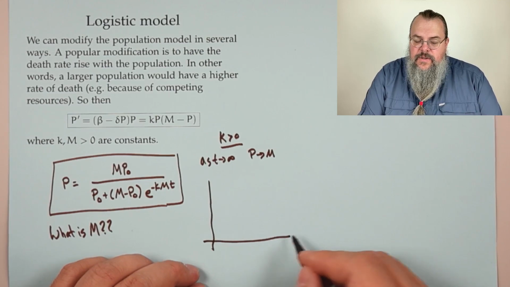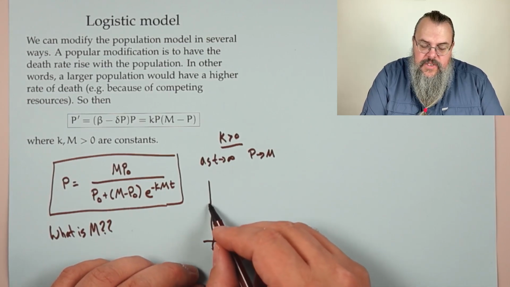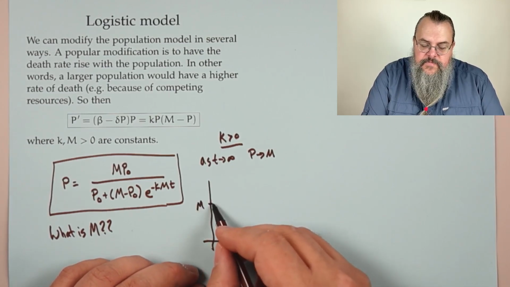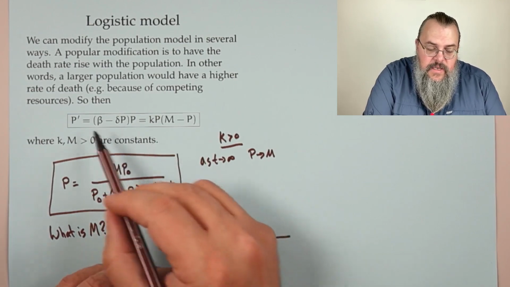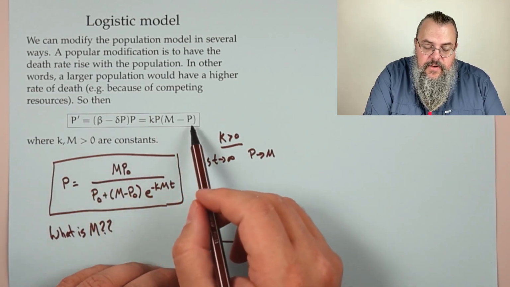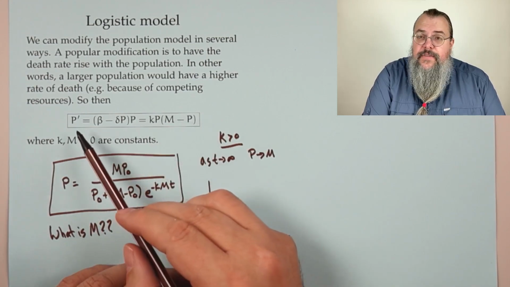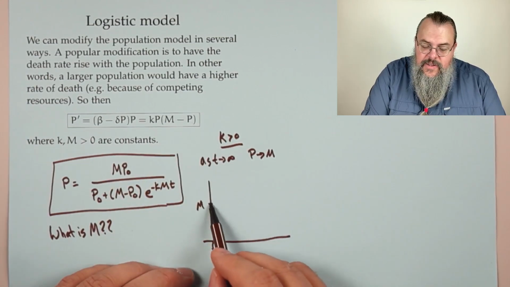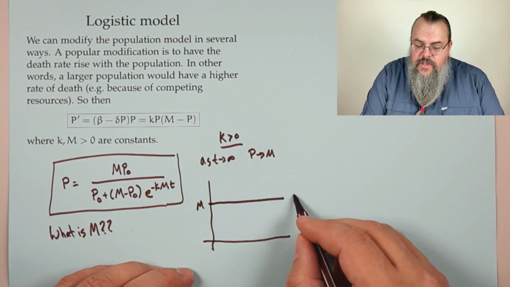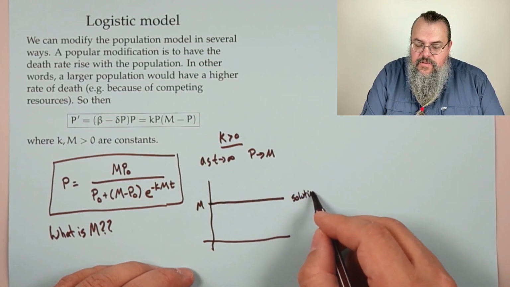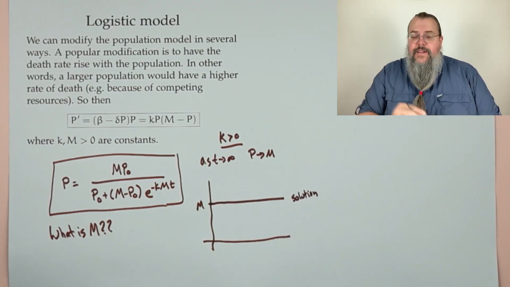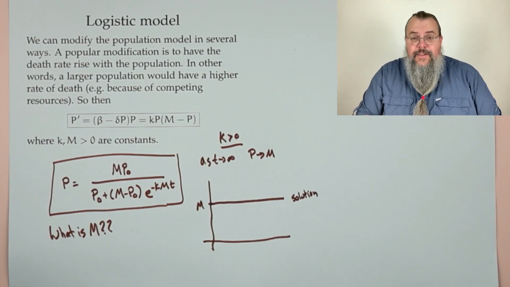So here we'll draw a population. So we have m. And you'll see if we plug in p equals m, the right-hand side is 0, and the derivative of a constant is 0. So in fact, this is a solution. It always is. It's a stable solution. We'll talk more about that in a future class.